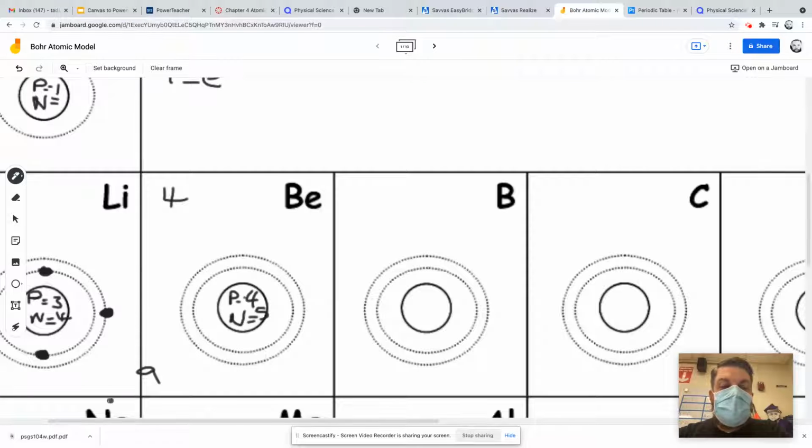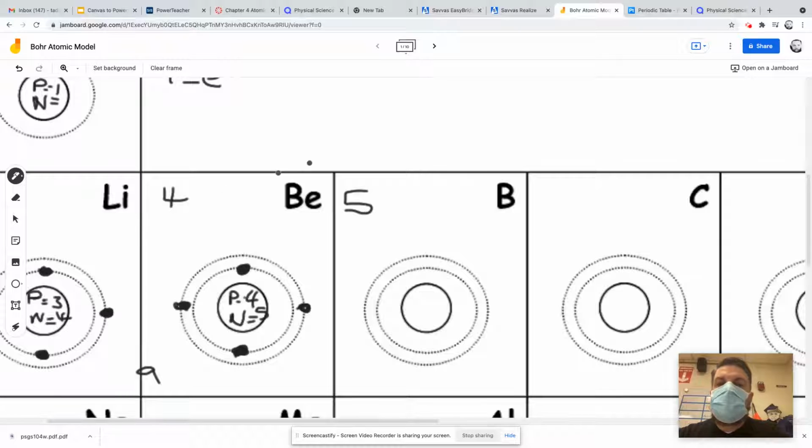So if the atomic mass is 9, then that means I have 5 neutrons. But again, how many electrons do I have? 4, because I have 4 protons. So how many can I put in this first ring for N1? Only 2, right? And then the rest have to go outside. So I have 1, 2, 3, 4. What's this next one?